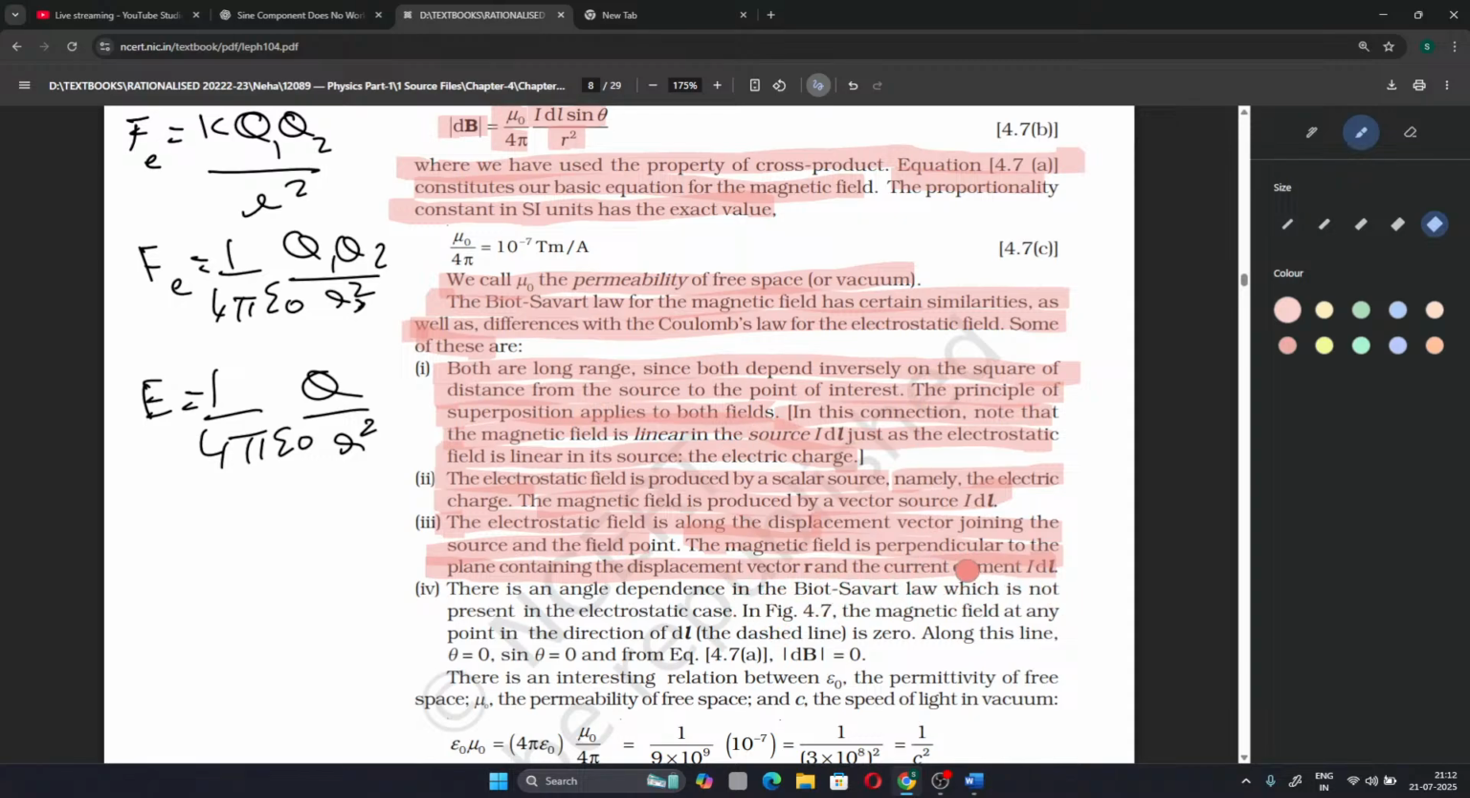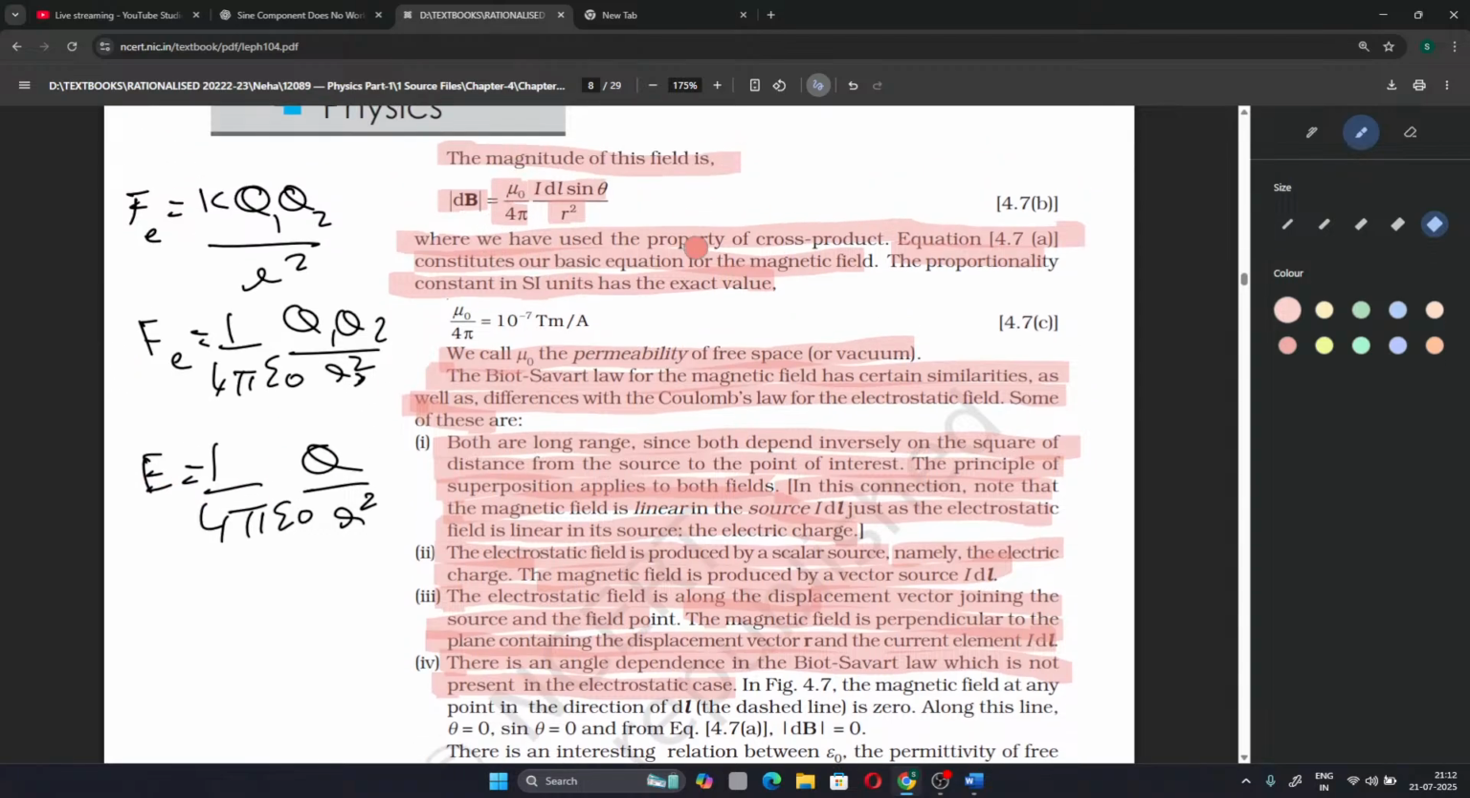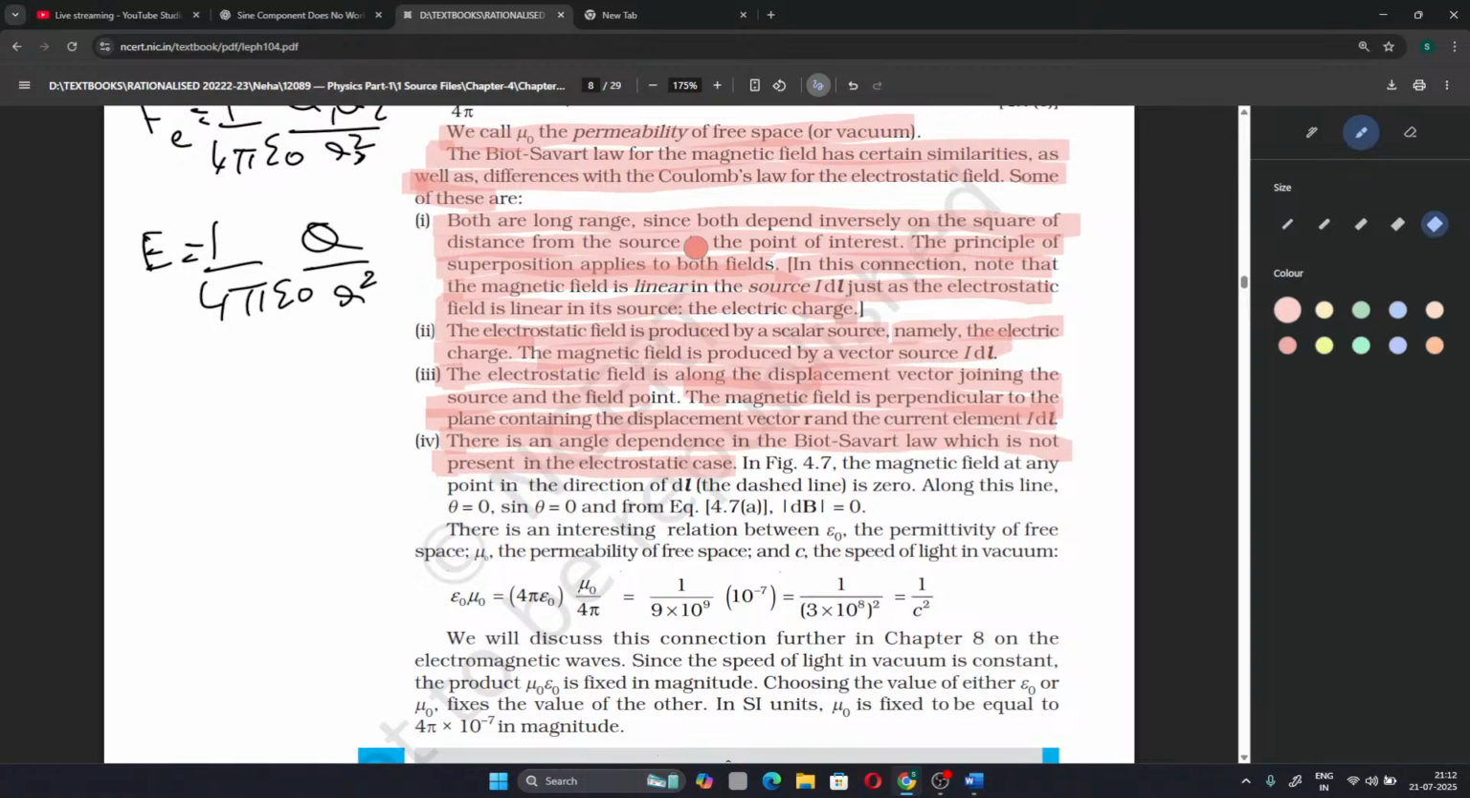And also the current element, there is an angle dependence in the Biot-Savart law, which is not present in the electrostatic case. We see here sine theta, but in case of Coulomb's law, there is no sine theta or cos theta here. There is no angle dependence here. But in case of the magnetic field, we have an angle dependence in the Biot-Savart law.